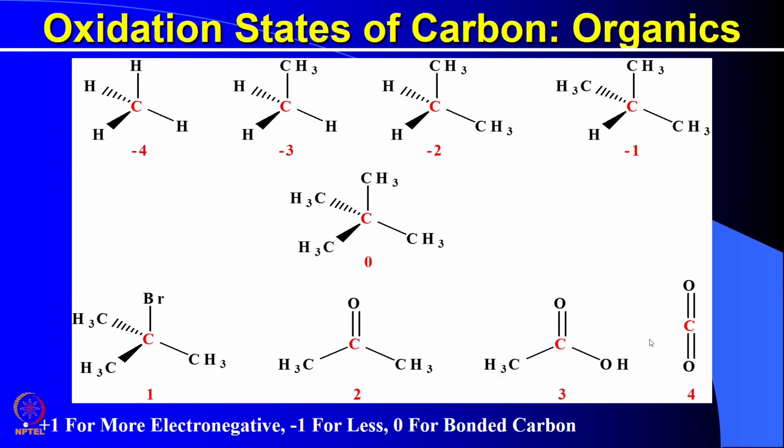Here are various oxidation states of carbon that you are aware of, starting from an alkane like this to carbon dioxide. Carbon can have an oxidation state from -4 to +4 in various organic molecules. The most oxidized state of carbon is carbon dioxide, and the remaining others are acid, ketone, bromoalkane, and so on.